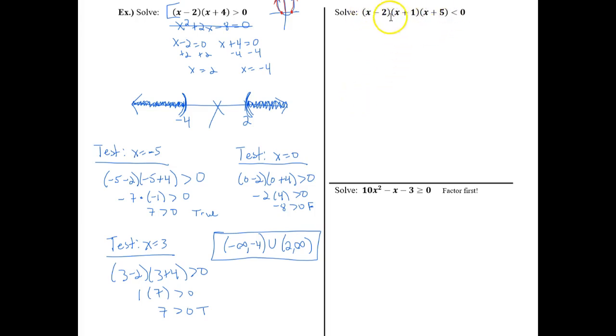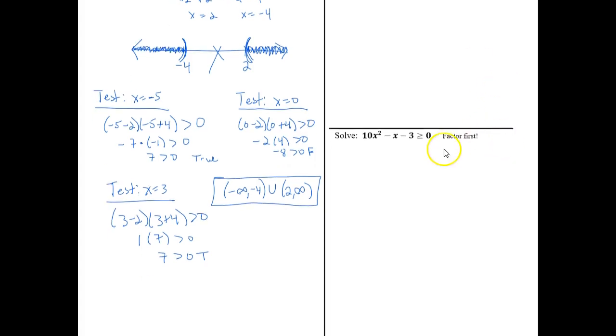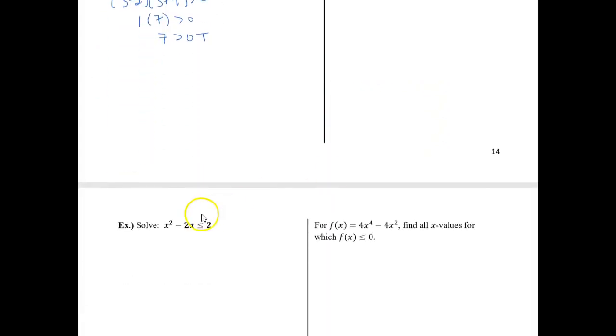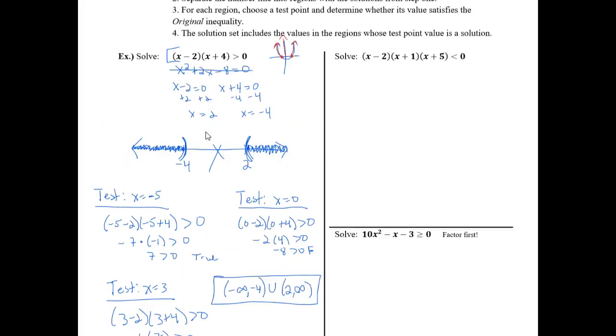So in this one you would have 3 terms, or 3 critical points you're going to have to look at. This one you would need to factor first before you solve for those critical points. And this one is not set greater than or less than 0. So you should get everything on one side first and then try to factor. So try those 3 and see how you do.